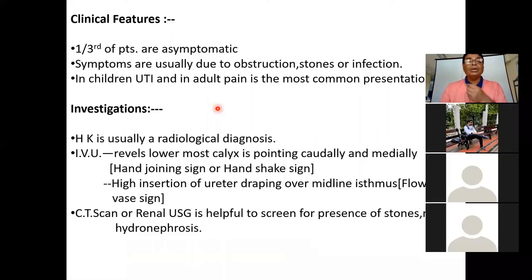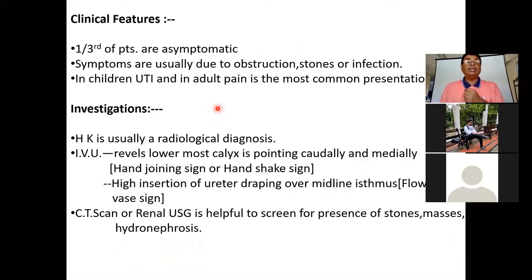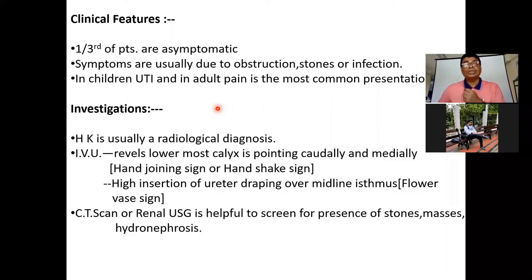Okay. So if a patient has horseshoe kidney, what symptoms will he get? Actually, 1/3 of these patients are asymptomatic. And symptoms are usually due to, as I have mentioned, some obstruction in horseshoe kidney, the pelvic-ureteric obstruction. So 2/3 of the patients will have symptoms just because of the obstruction. Obstruction of what? Obstruction of urine flow at the pelvic-ureteric junction.